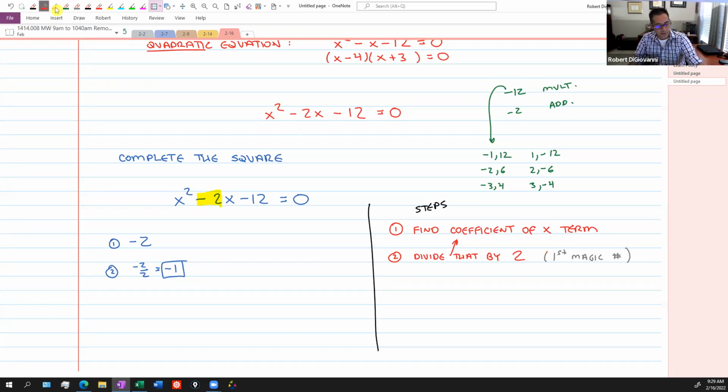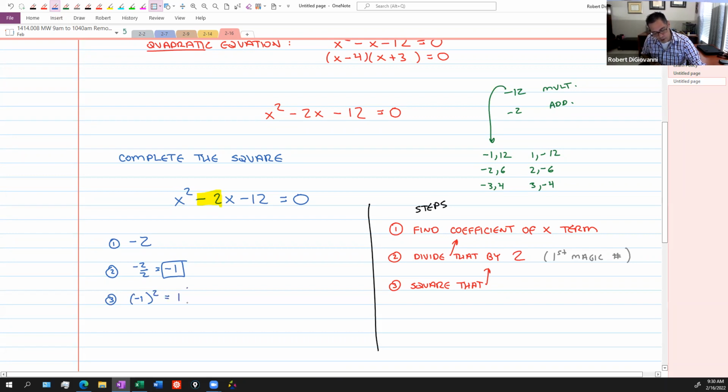The third step is we're going to square that answer. We're going to square what we just got. So the third step for us is to square this, which would be -1, square it, and that gives us +1. And that is our second magic number.